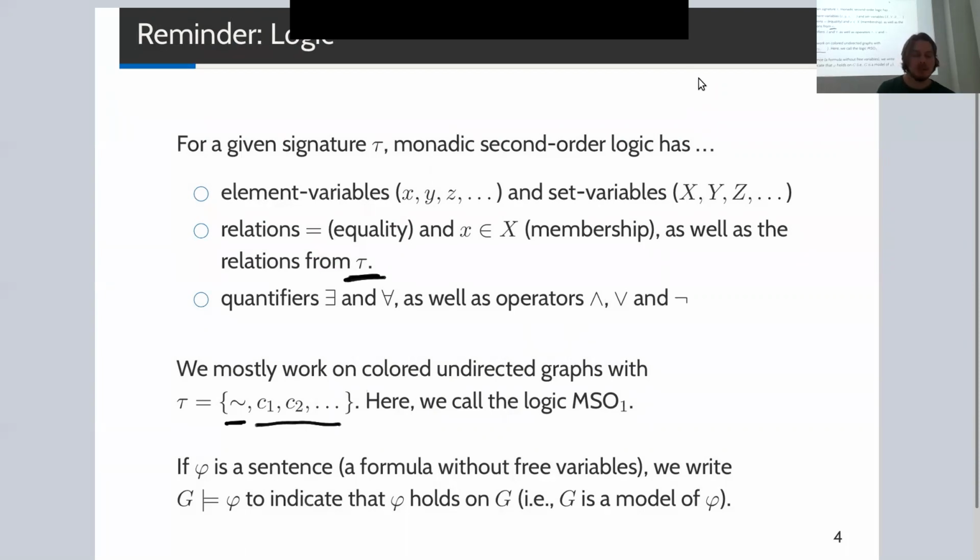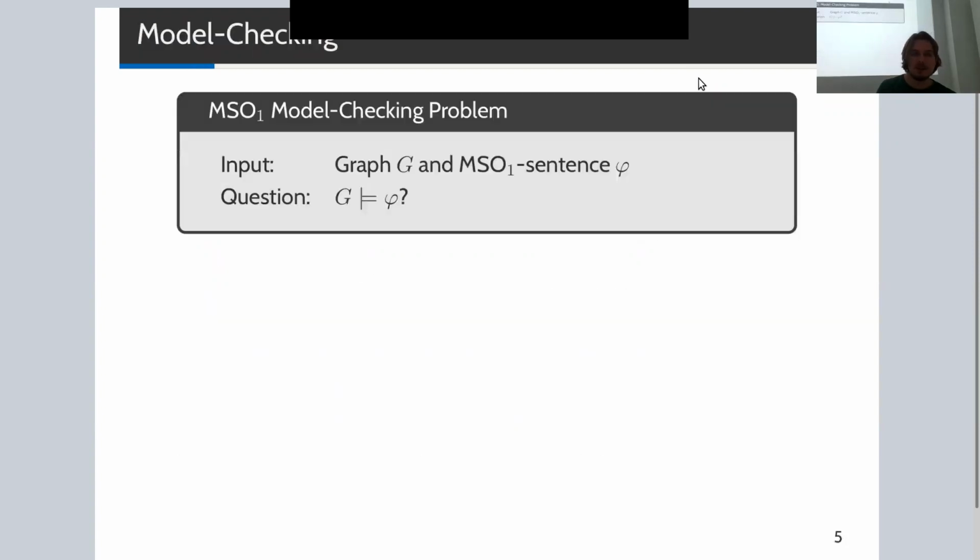And some more notation. If we have a sentence and a graph, then we write G, then the models symbol, and then the formula, which means that the formula is true on the graph, or that the graph is a model for the formula. With all these reminders in place, let's now get started.